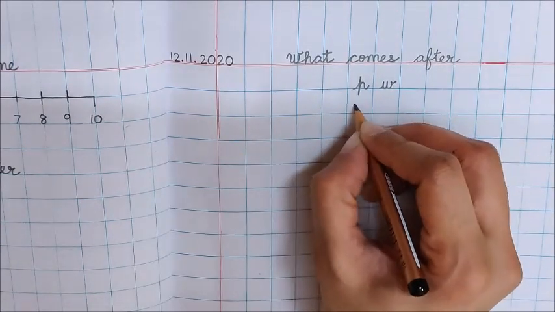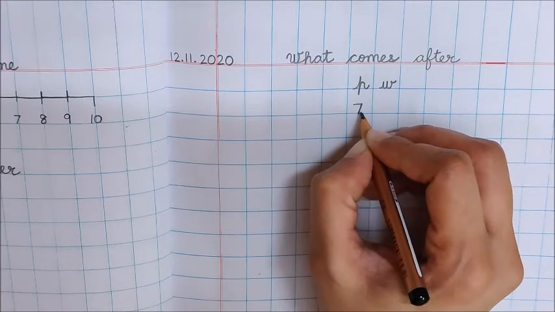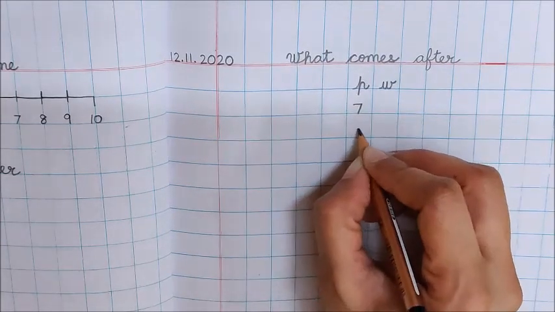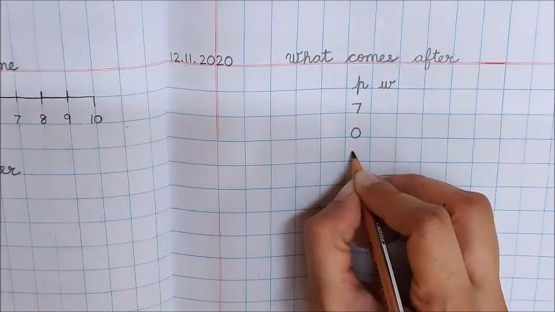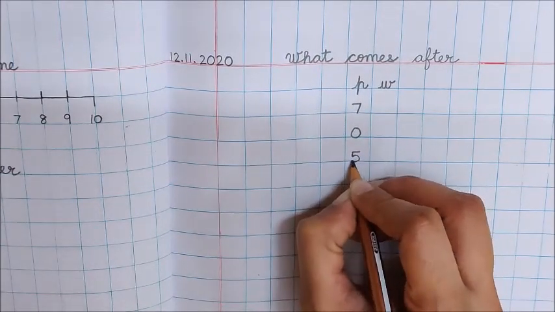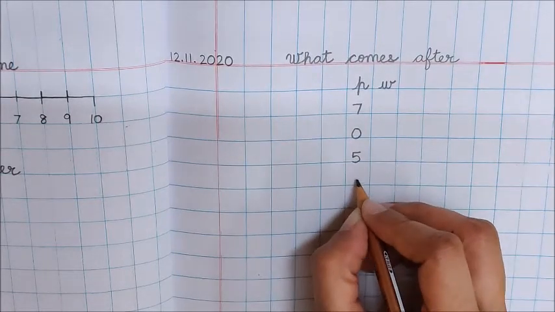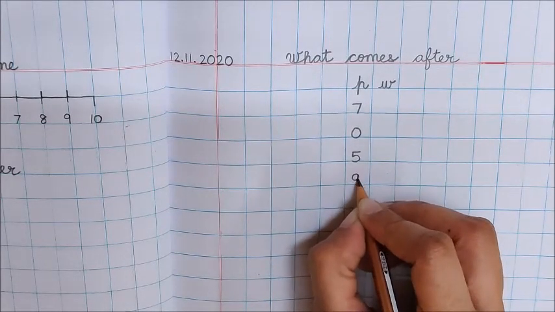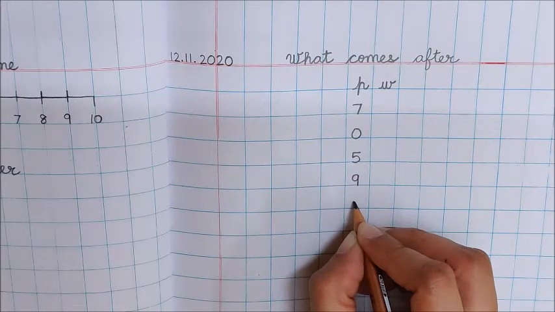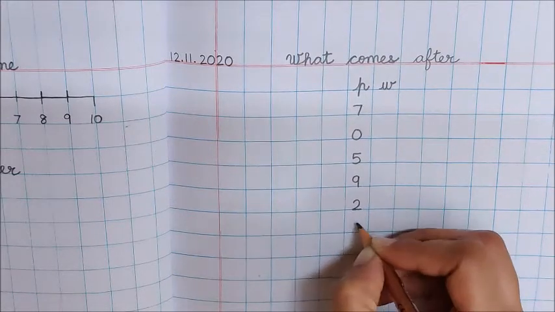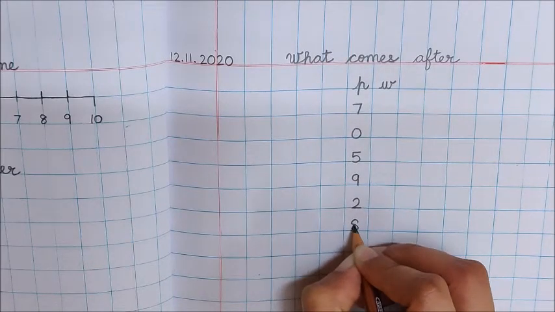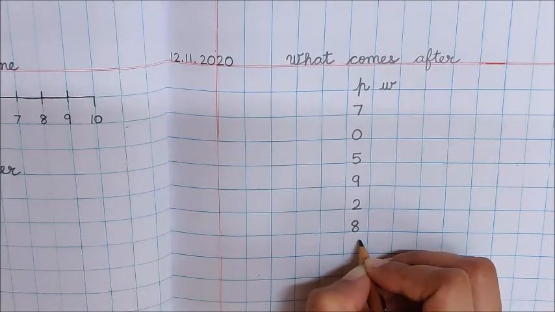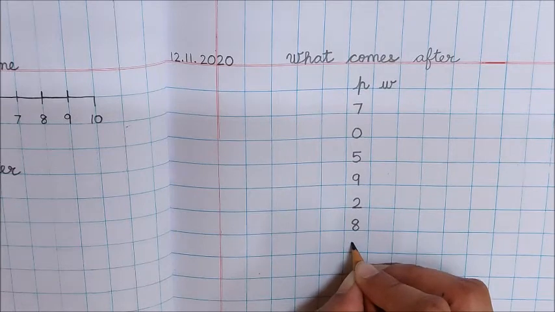Below P, write down 7. Below 7, write down 0. Below 0, write down number 5. Now write down 9. 2. 8. After 8, write down 11.